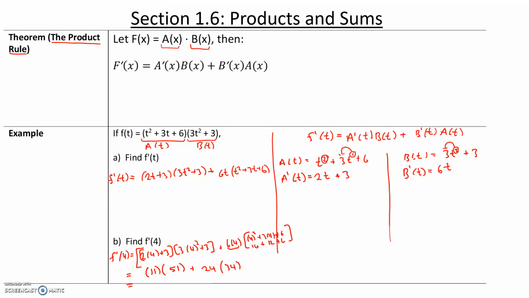So now if we put this all in a calculator, we will multiply 11 times 51, which gives us 561, plus 24 times 34, and 24 times 34 is 816. And if we add 816 plus 561, this will give us 1,377 as the answer. So f prime of t is this function, and f prime of 4 is 1377.